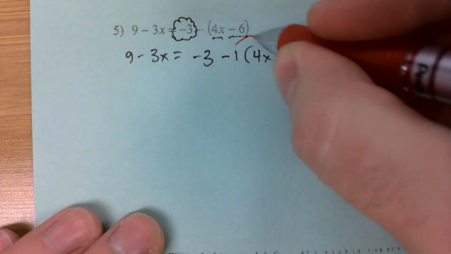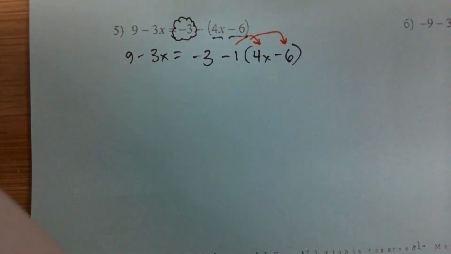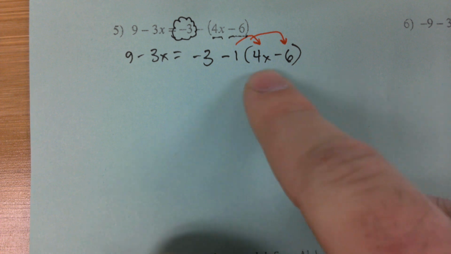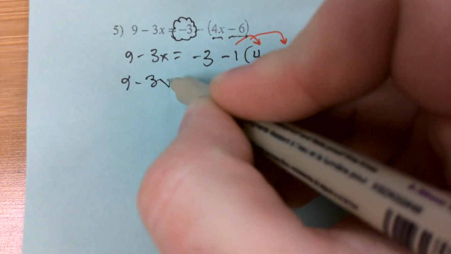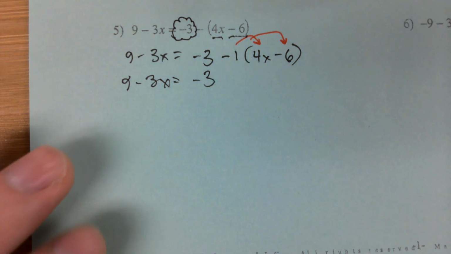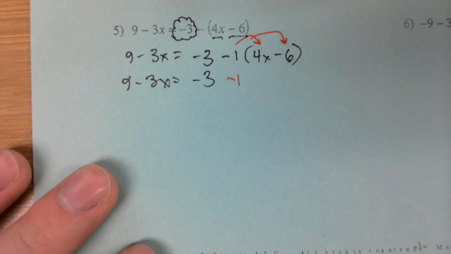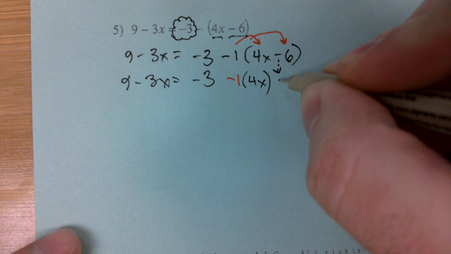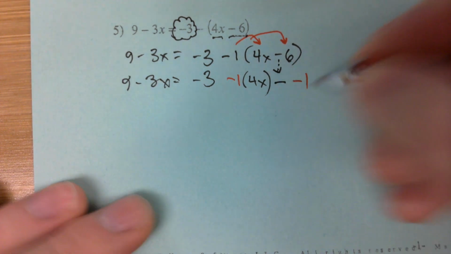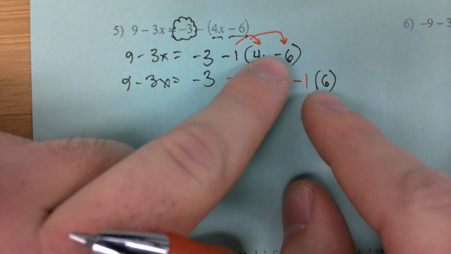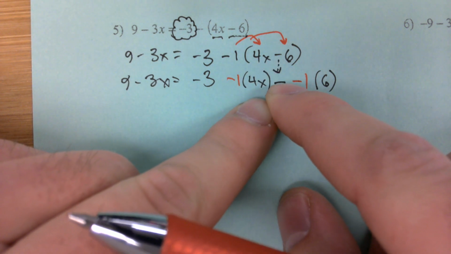So when we distribute this negative 1, we're essentially just flipping the sign of both terms inside the parentheses. Left side stays the same. Minus 3 is untouched. And then we have negative 1 times 4x. This time I'm just going to bring the minus sign down and have negative 1 times 6. So this is the other way we can do that. I did not attach the negative sign to my 6. I brought it right down and kept it in the middle.